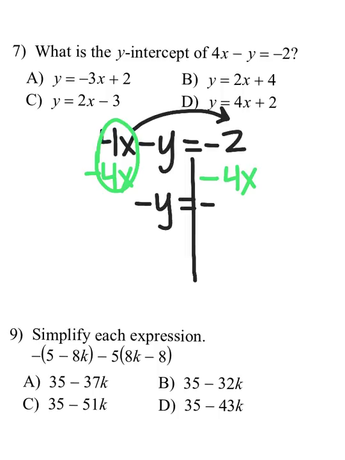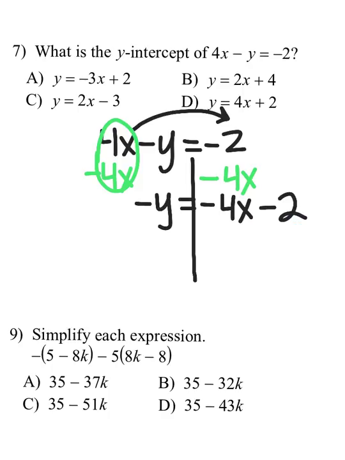And then on this right-hand side, I'm just going to write out my two terms exactly like I see them. They're both negative, so make sure both those negative signs are there. And I cannot combine them because one has an x and one does not.